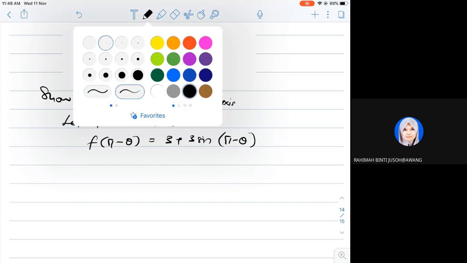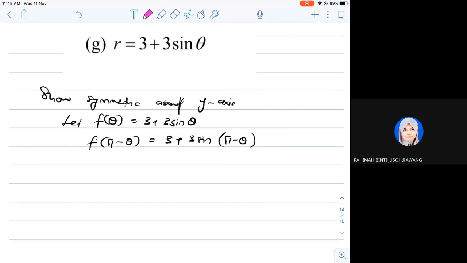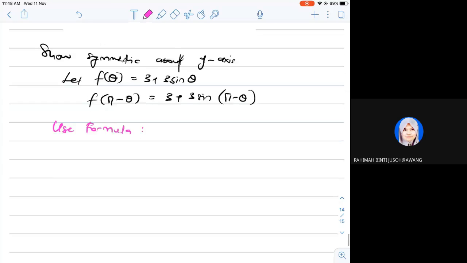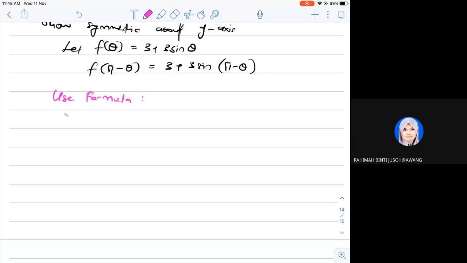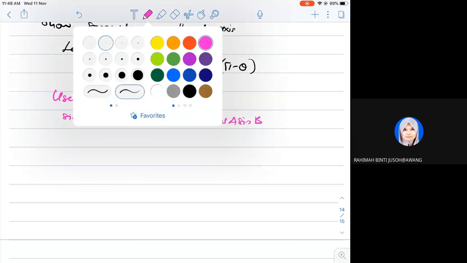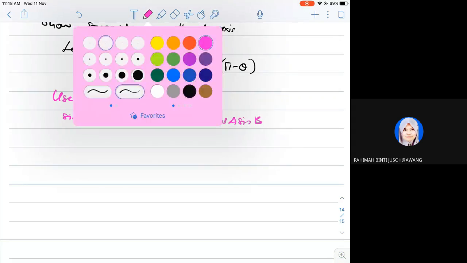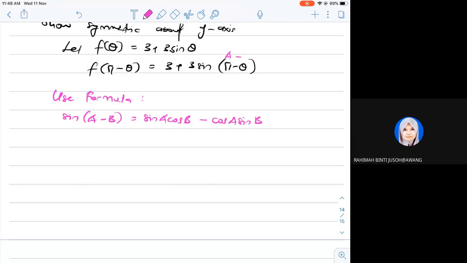Okay, now what you should do is you need to use this formula. Okay, use formula. Ni baru you pakai formula trigo. Addition formula. Okay, sin subtraction formula. sin A minus B equals to sin A cos B minus cos A sin B. Alright, so now in this case, what is our A and B? Pi ni our A and then theta tu is your B lah.